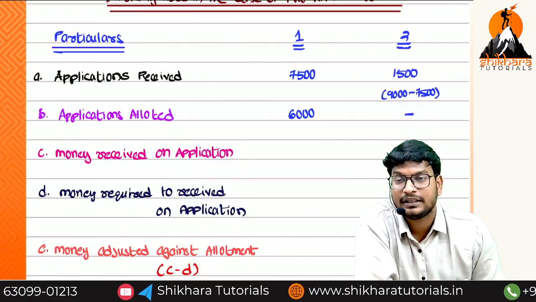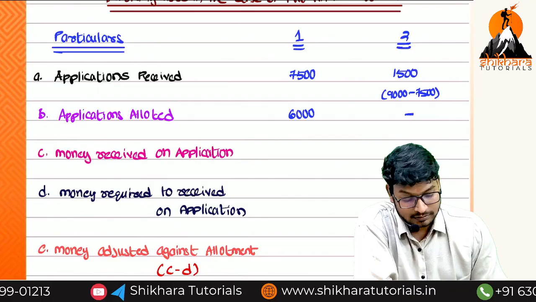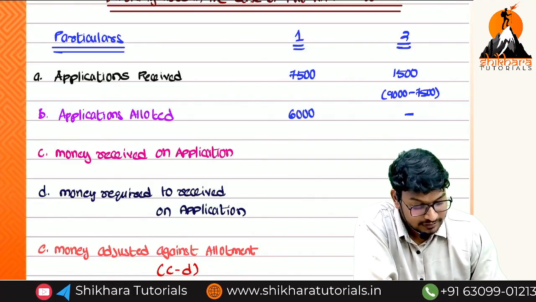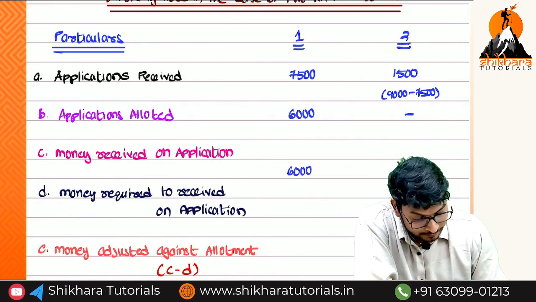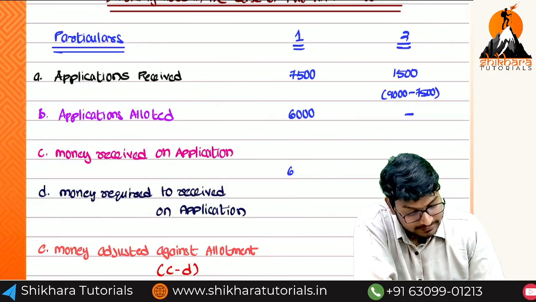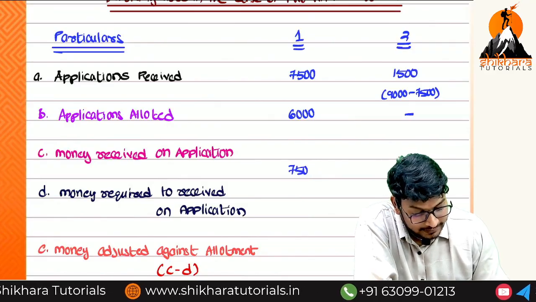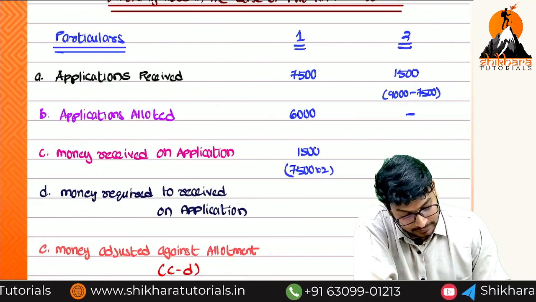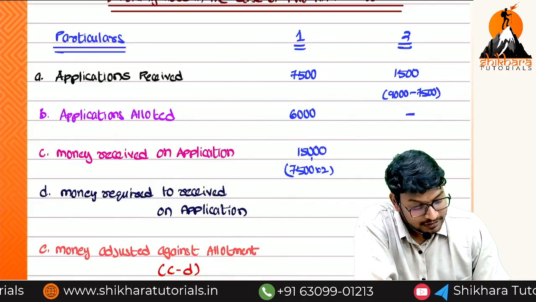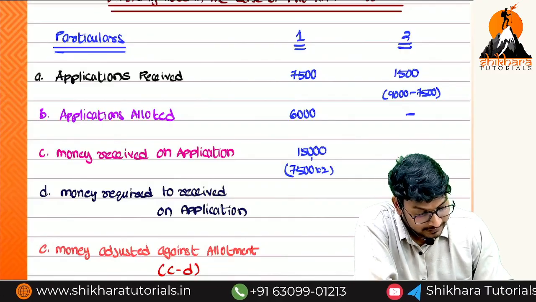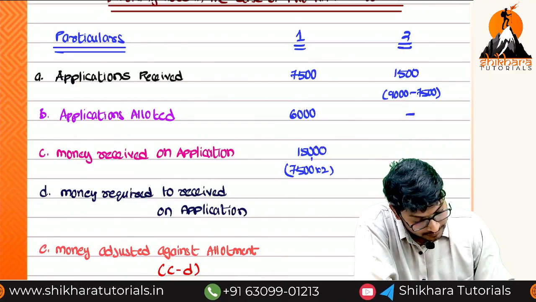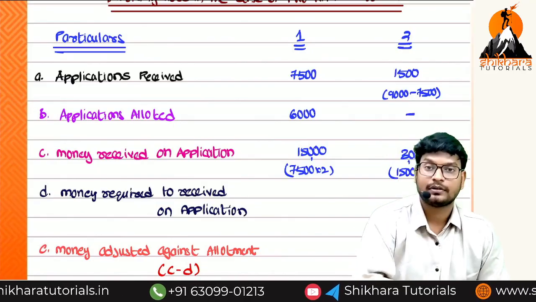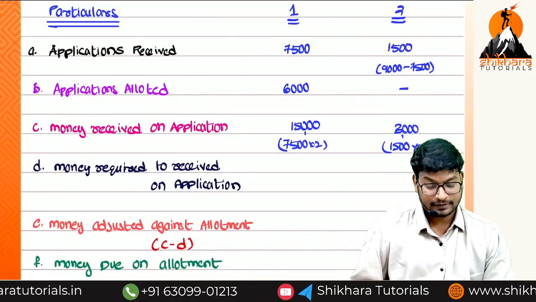Then money received on application. What is the application money ma? What is the application money amount? 2 rupees. So 6,000 into 2 rupees. Sorry guys. 7,500 into 2 rupees na? 15,000. So here how much we have received ma? 1,500 into 2. That is equal to how much? Sir, guys, are you getting the point or not? Okay na ma? And next one.